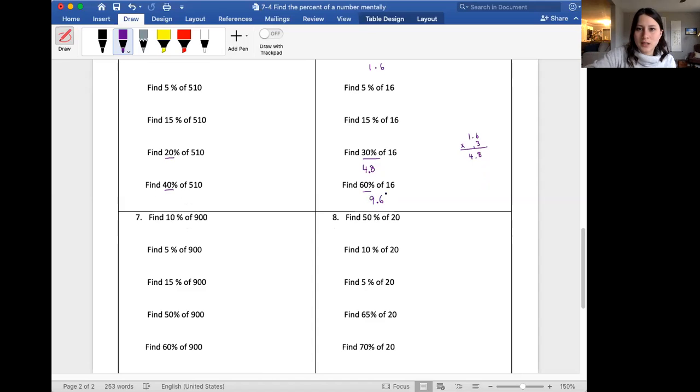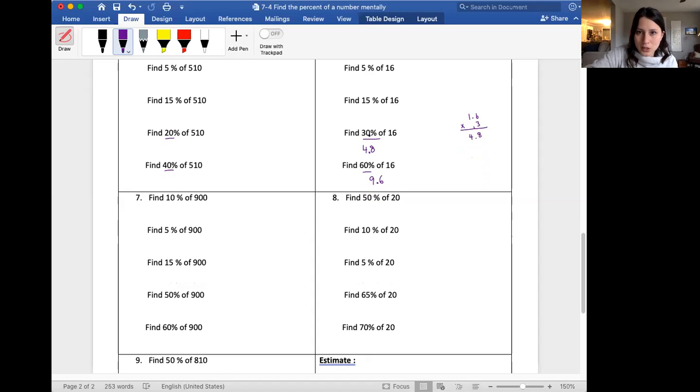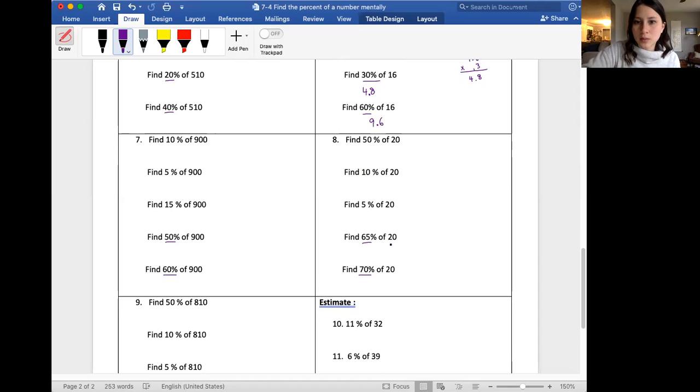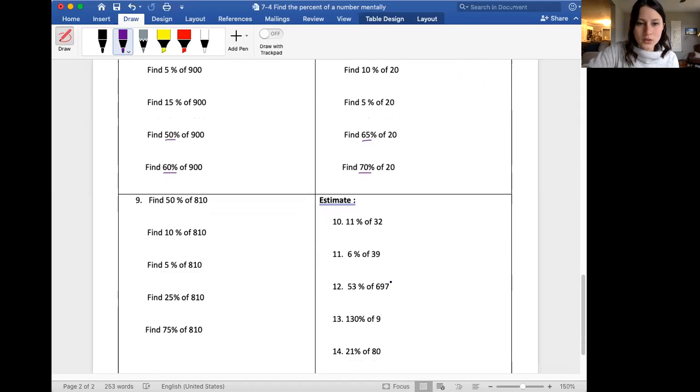I think we might have done this problem right here together, but we didn't do 30%, right? So then you've got down here, you've got your basic ones that I've put. Then you have 50%. Then 60%, you could do 50 plus 10%, right? 70%, you could do 50 plus 20%. 65, you could find 50%, find 10%, find 5%, and add them all together. So that one might be a little more work, but you can still do it mentally, especially with a number like 20.